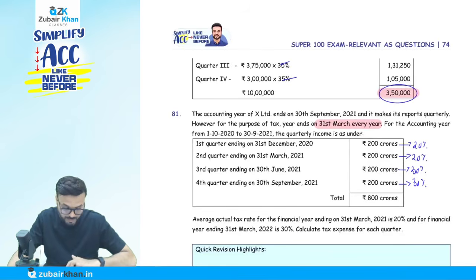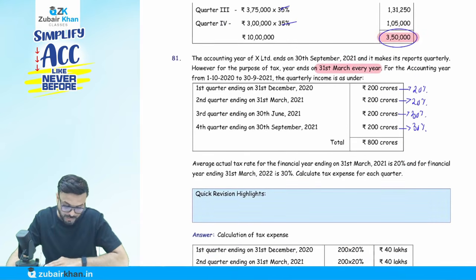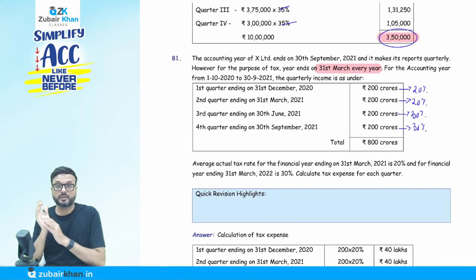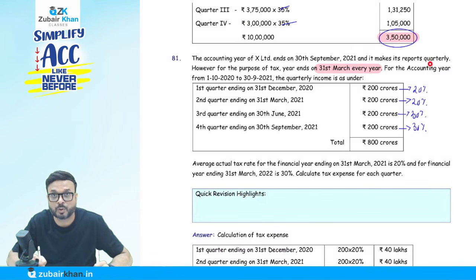Now come to question number 81. The accounting year of X Limited ends on 30th of September 2021, and it makes its report quarterly. However, for the purpose of tax, the year ends on 31st of March every year. For the accounting year from 1st of October 2020 to 30th of September 2021, the quarterly income is as follows. Understand this one.